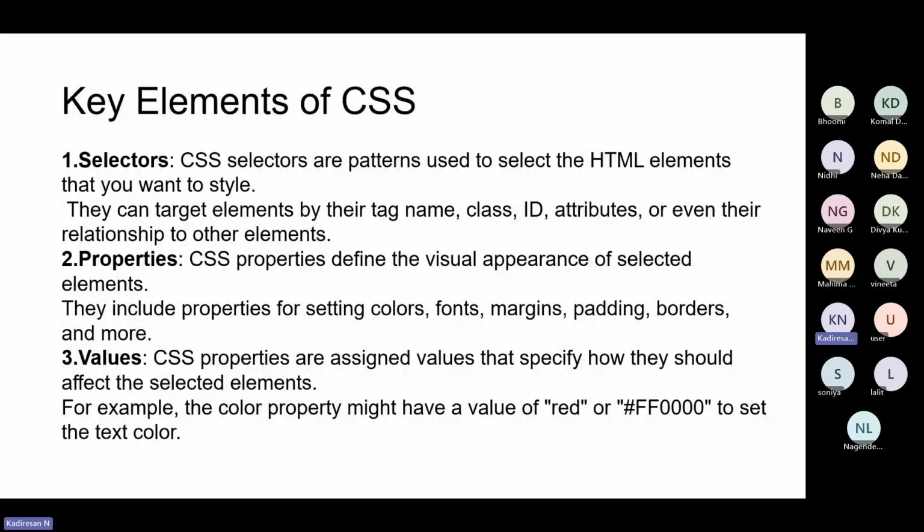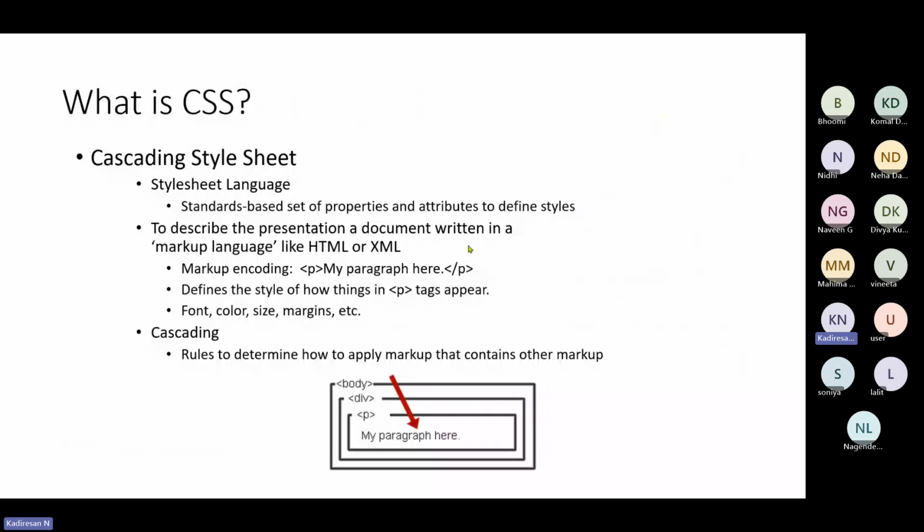So what is basically a cascading style sheet is the style standards based on a set of properties and attributes to define styles. So we are going to assign some of the attributes, or set some of the properties for the styles. That is called a cascading style sheet. Here you can see it describes the presentation of a document written in a markup language like HTML, XML.